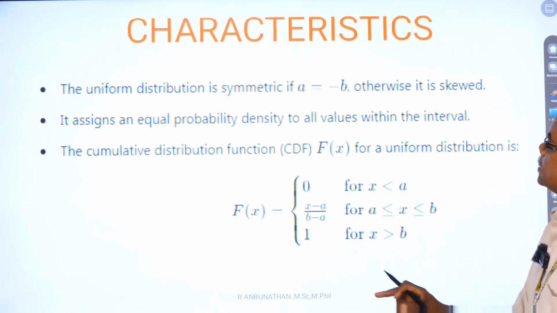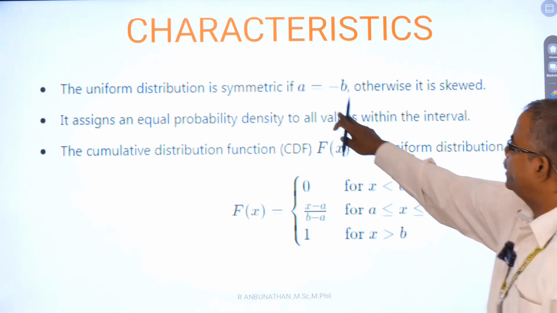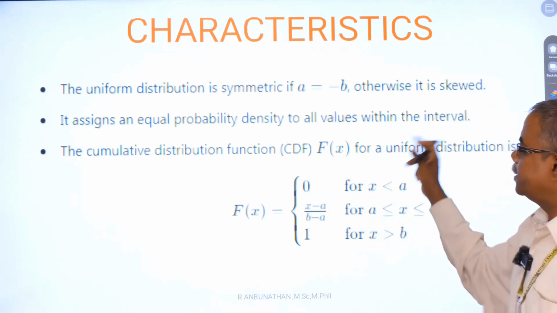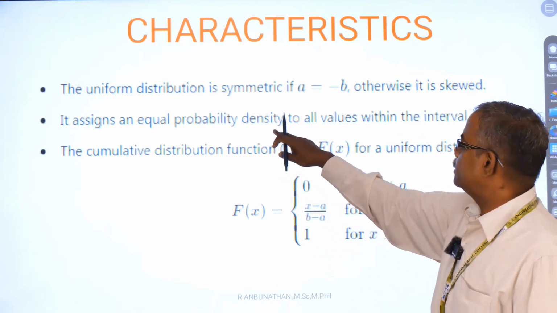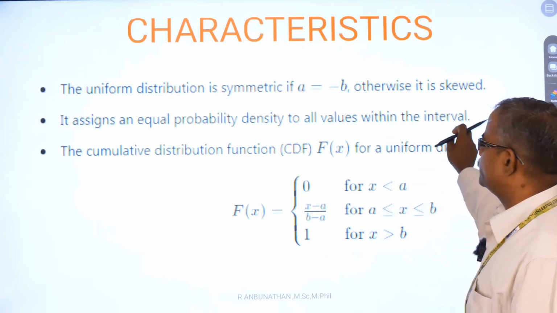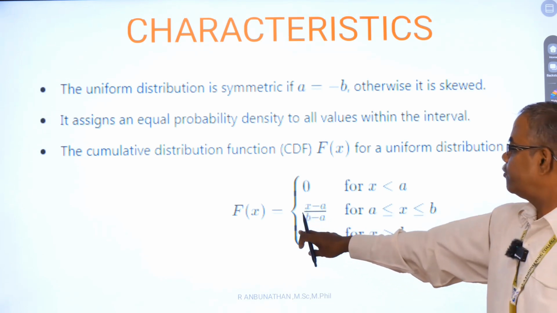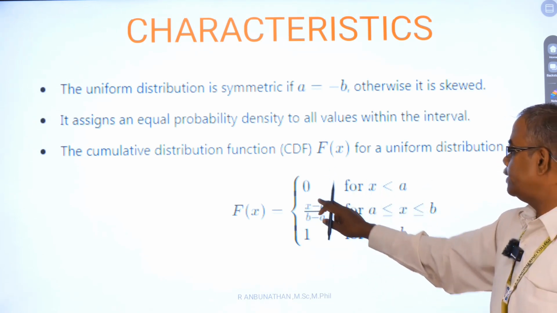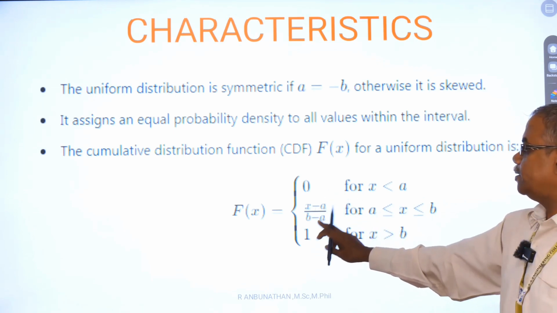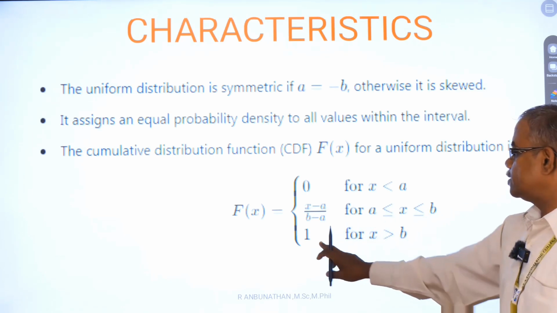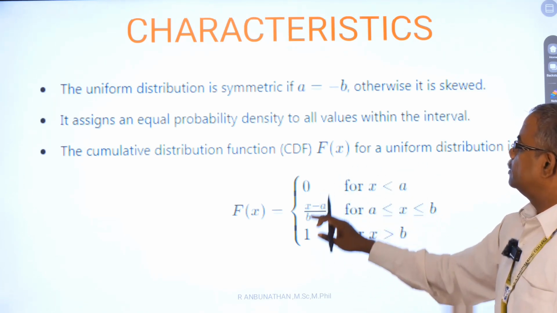Next, characteristics. The uniform distribution is symmetric if a is equal to minus b, otherwise it is skewed. I will explain this in the next slide. It assigns equal probability density to all values within the interval. The cumulative distribution function of the uniform distribution is 0 for x less than a, x minus a divided by b minus a between a and b, and above b the value is 1.